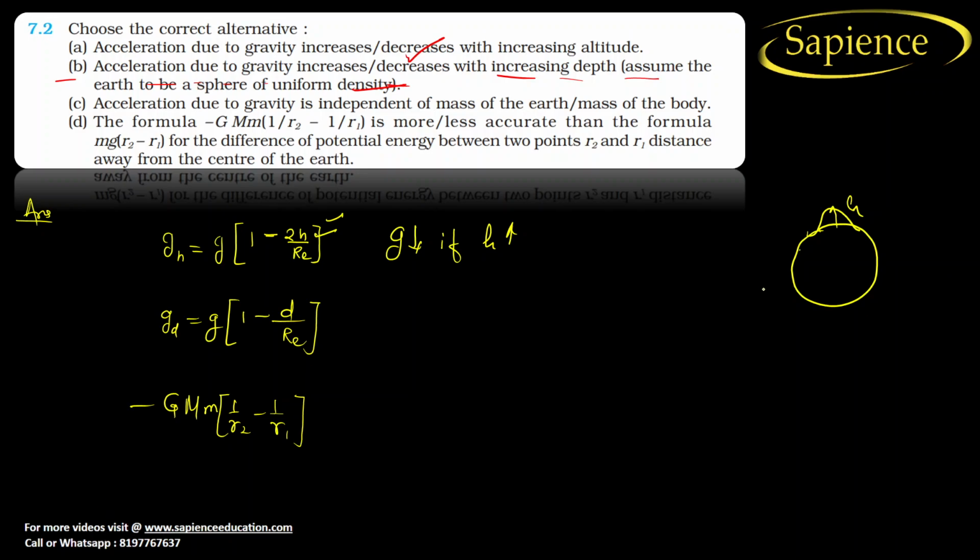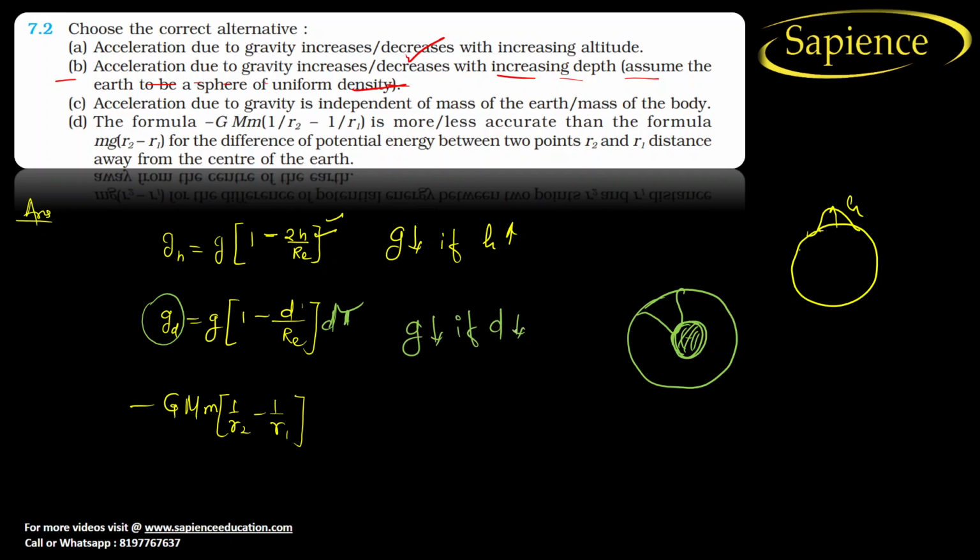If we want to go deeper into the earth, let us consider this is the earth. So if we want to go deeper, what will happen? We have only this type of mass. When we find the formula for the gravity at the depth of d, if d increases, so if depth increases, ultimately g will decrease. So g will decrease if depth will increase. So our answer will be decrease.